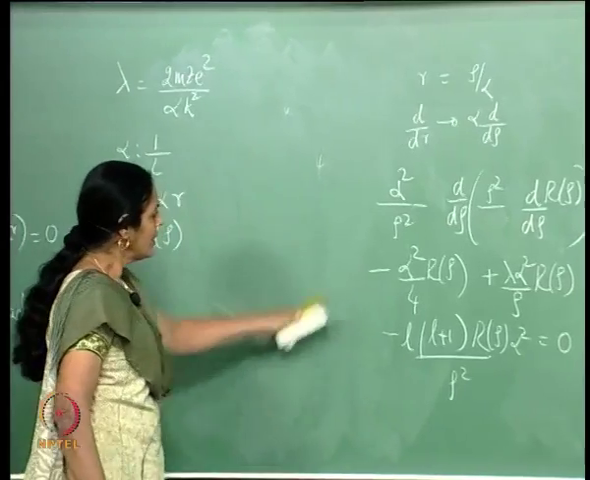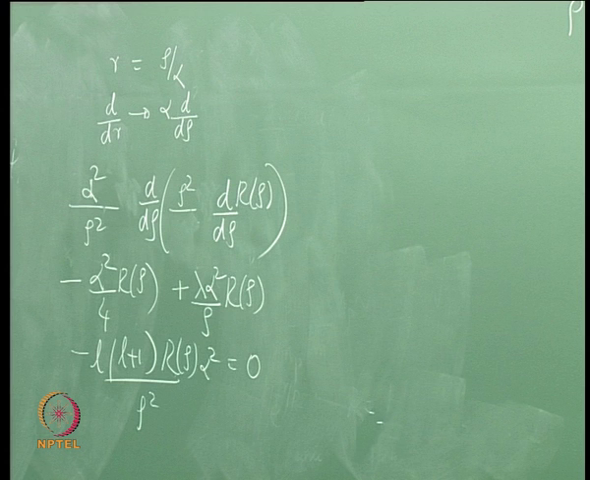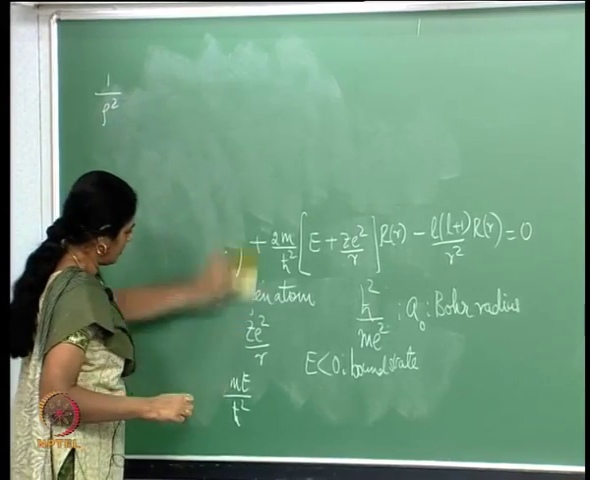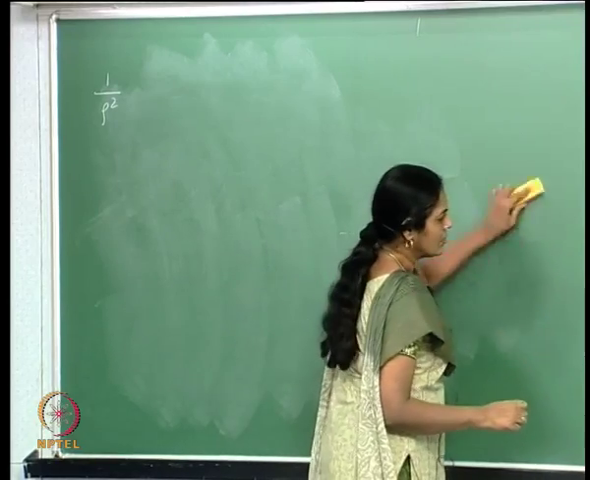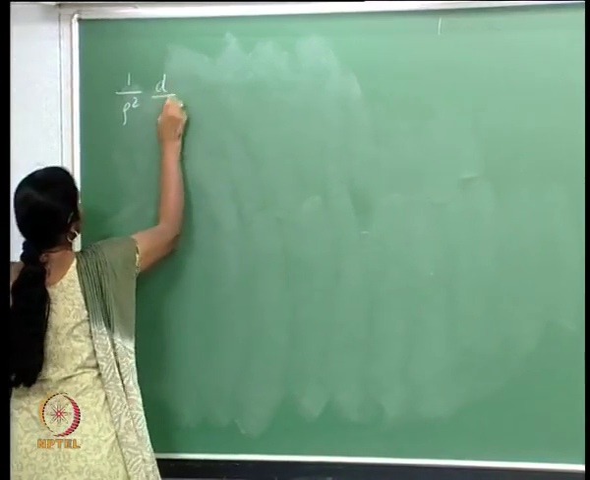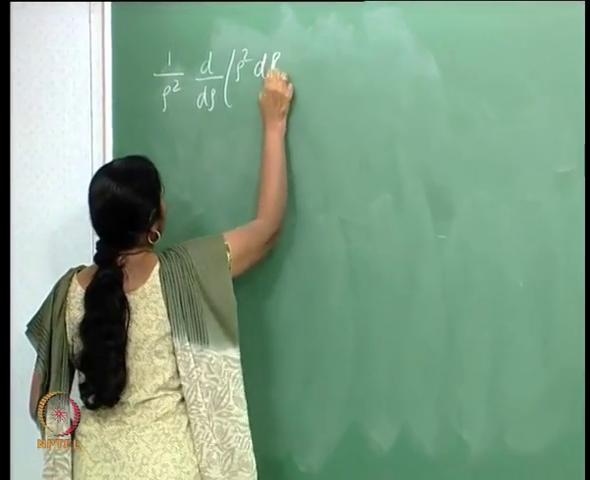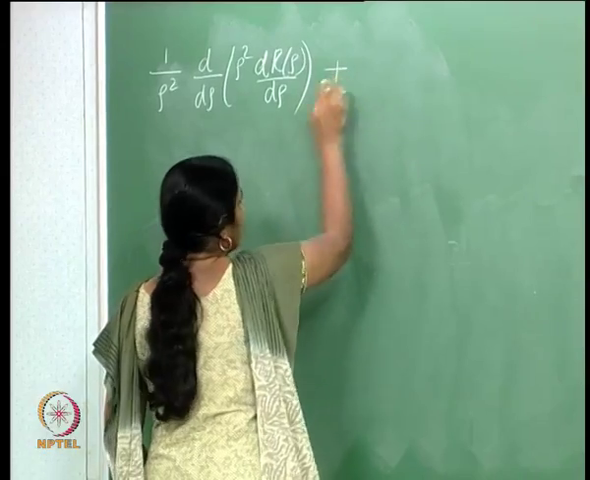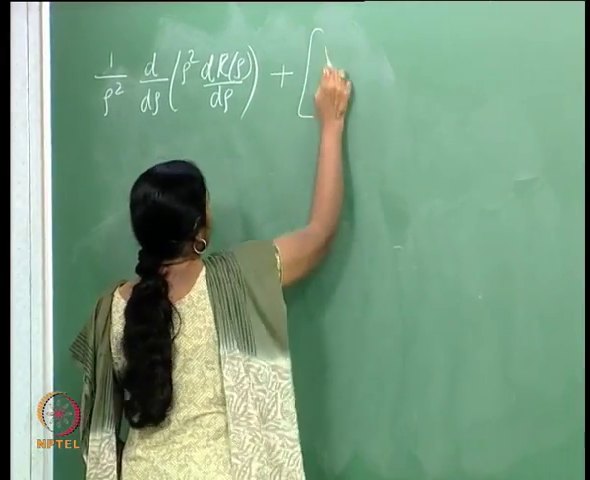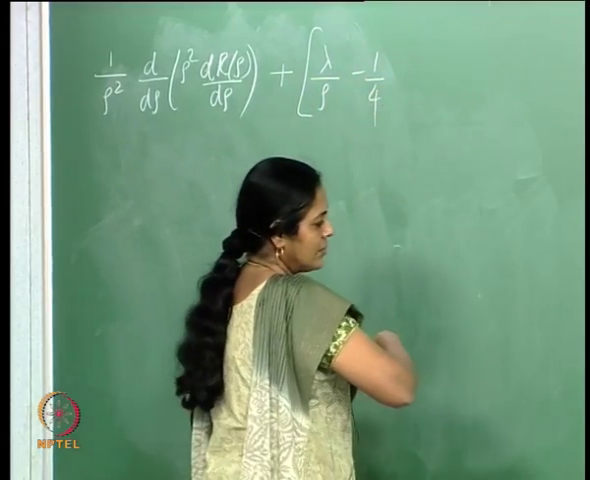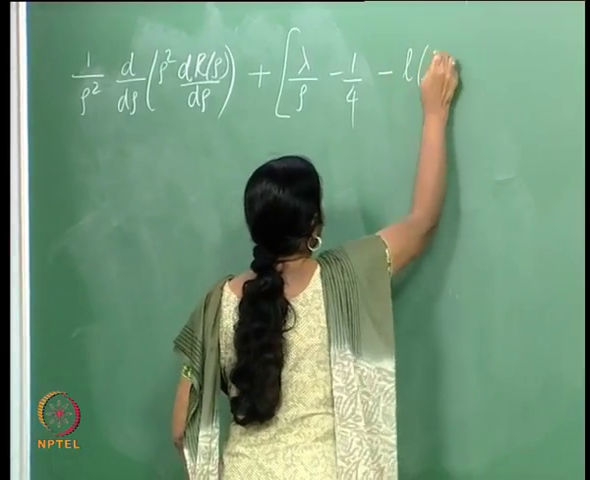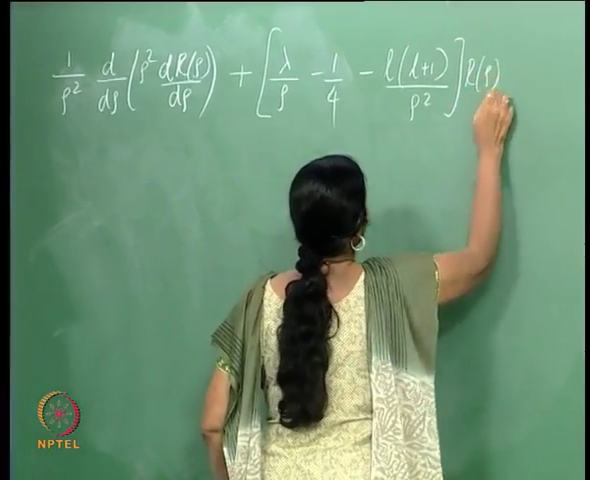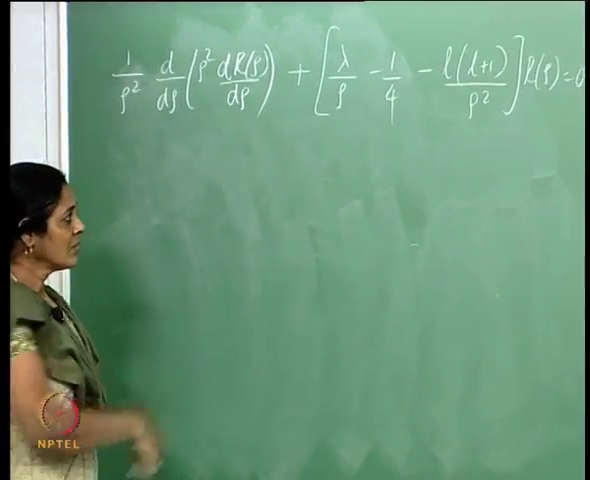Now, let us write this neatly. It's clear that the alpha squared can be cancelled out in every term. And then I have the following: 1 by rho squared d by d rho of rho squared dR of rho by d rho. That's the first term. Plus lambda by rho minus quarter minus L times L plus 1 by rho squared, R of rho equals 0. So this is the equation that I have.